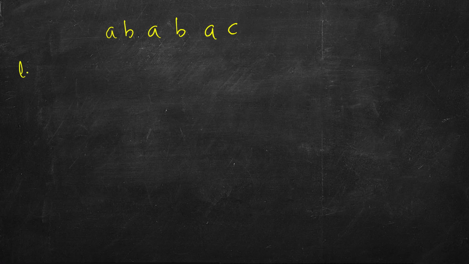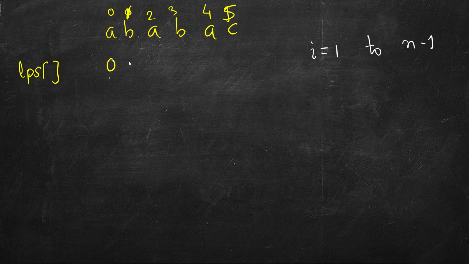Clearly we will start from 0. The first LPS is always 0, so this is known. Here I am writing the indices. I will be starting from here onwards, taking index 0 for granted. So we will write it like this: let's say I equal to 1 to n minus 1. 0 is done, so this is the range of I.